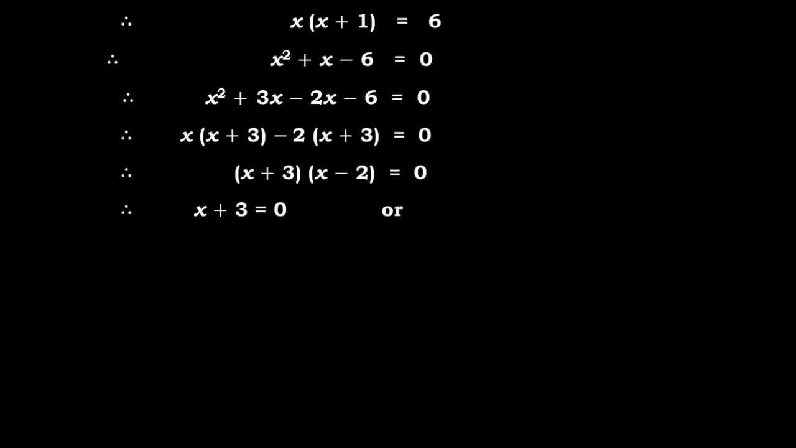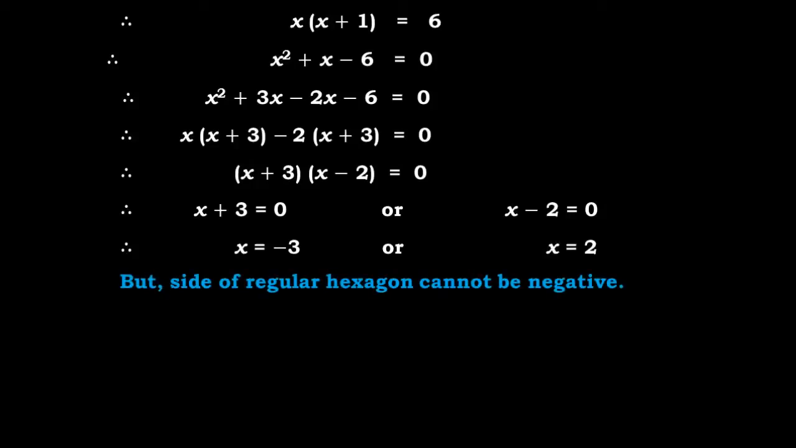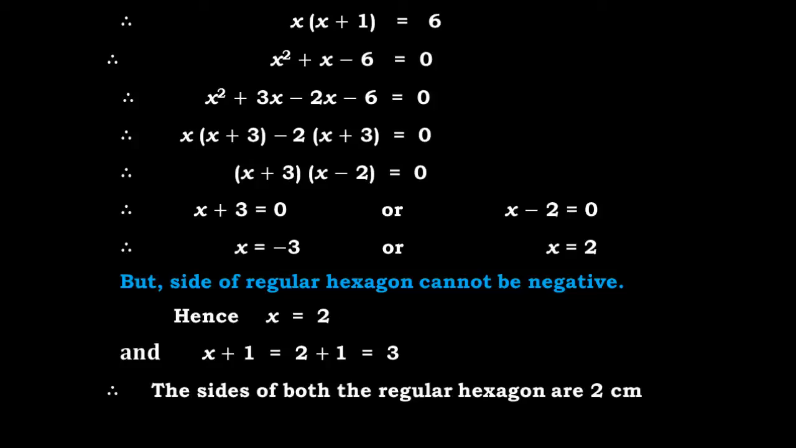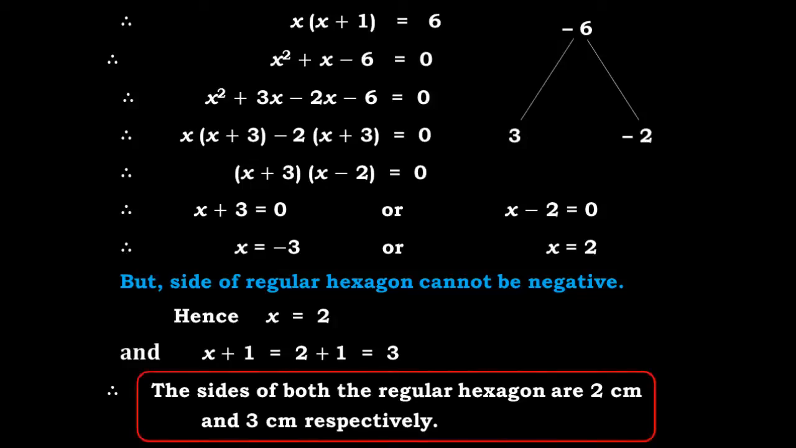x + 3 equals 0 or x − 2 equals 0. Therefore x + 3 equals 0, x equals minus 3, or x equals 2. But again, the side of the regular hexagon cannot be negative, therefore x equals 2. And for the other hexagon, x + 1 becomes 2 + 1, that is equals to 3. The sides of both regular hexagons are 2 centimeter and 3 centimeter respectively. See, in this way you have the sides of the regular hexagons.